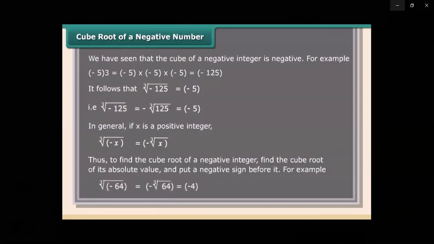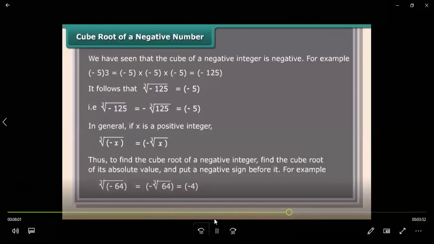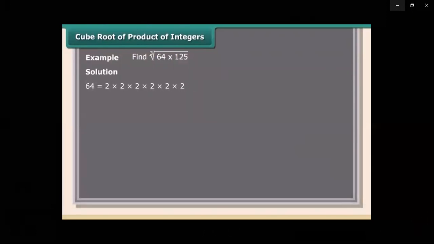So next we'll discuss a few more examples. Over here you can see cube root of product of integers. Okay, so the example is we have to find the cube root of 64 into 125.